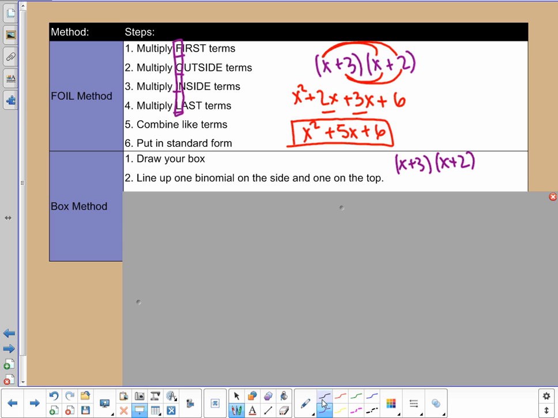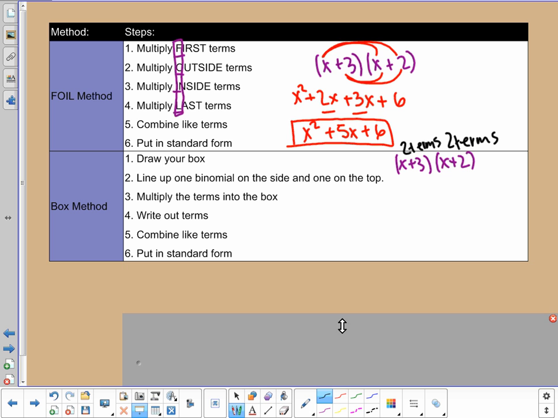Now, when I set up the box for this, I need a 2 by 2 box because I have 2 terms here and 2 terms there. So the box is going to look like this. Here are all those steps. You can just write them down if you'd like. So, a 2 by 2 box. There it is. Then the next thing, I'm going to put one binomial on the top of the box and one binomial on the side. And here's a nice fact: it doesn't matter which one you put where. So on the top, I'd have x and positive 3. On the side, I'd have x and positive 2.